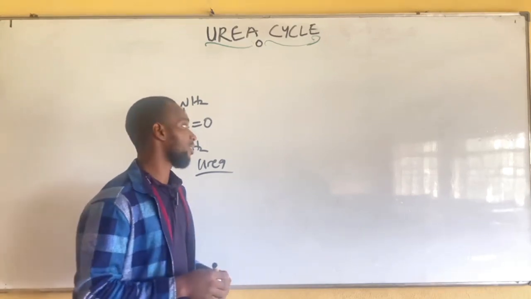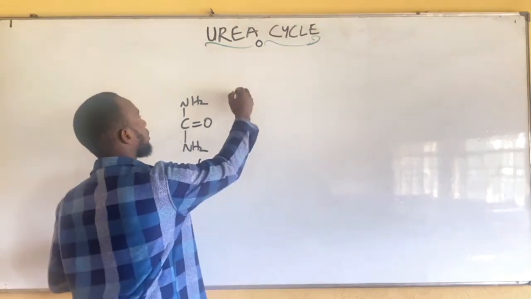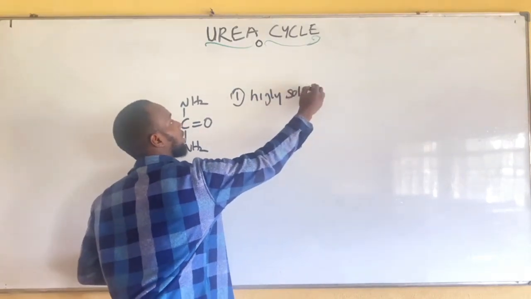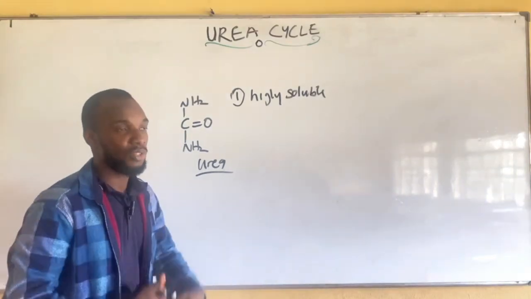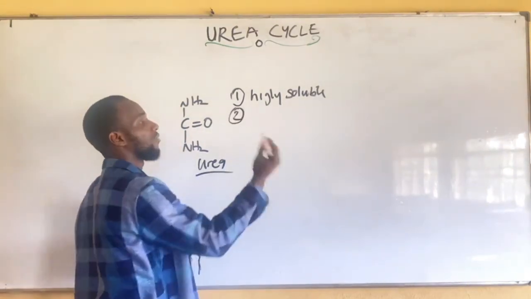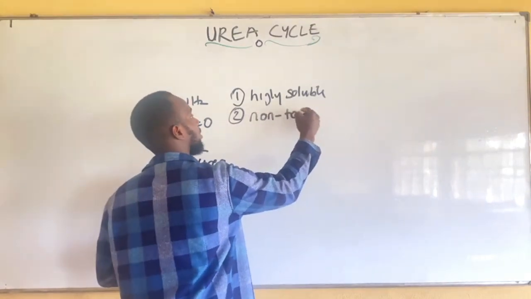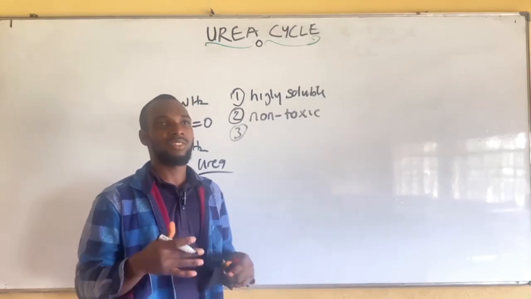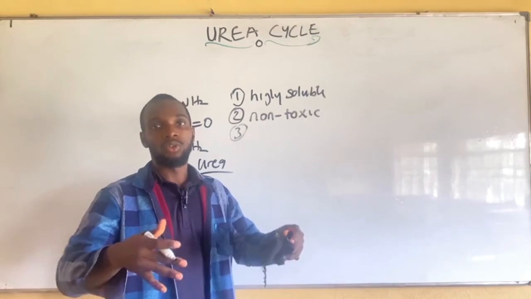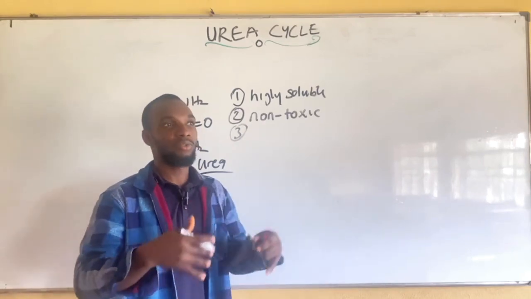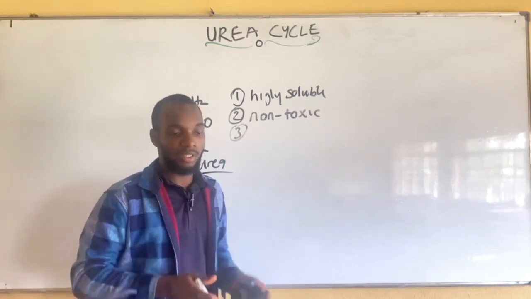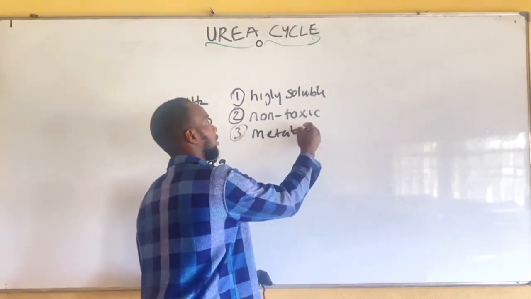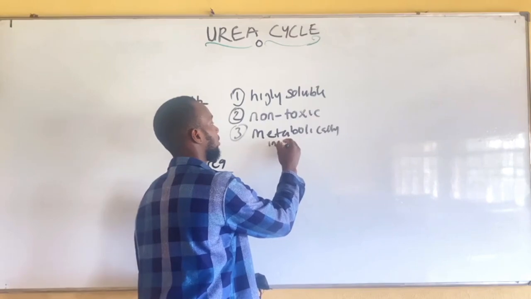The first one is the fact that it is highly soluble in water. It dissolves in water, so it can pass through the urine. The second one is the fact that it's non-toxic. And the third one is that it is metabolically inert. When I say metabolically inert, it means that it won't enter another metabolic pathway or start reacting with other substrates. It just passes through the urine.